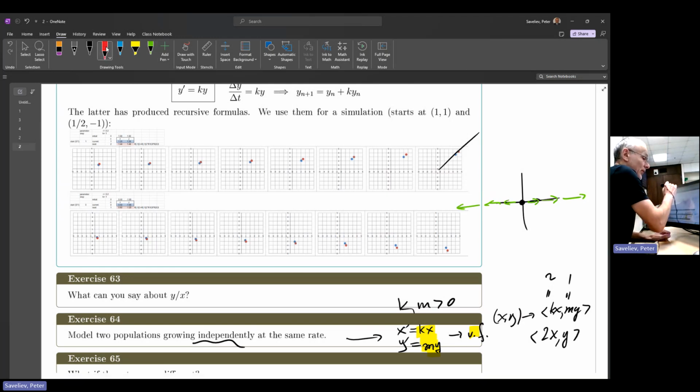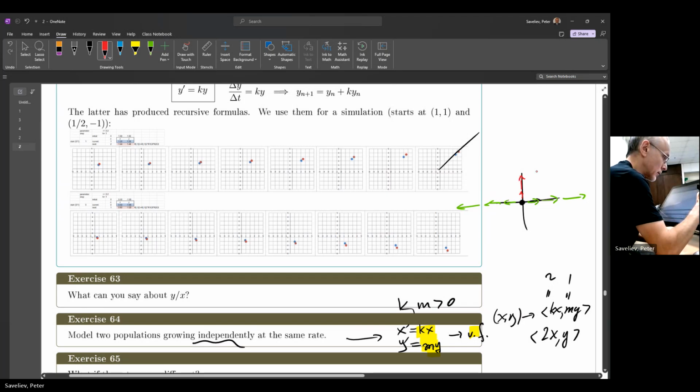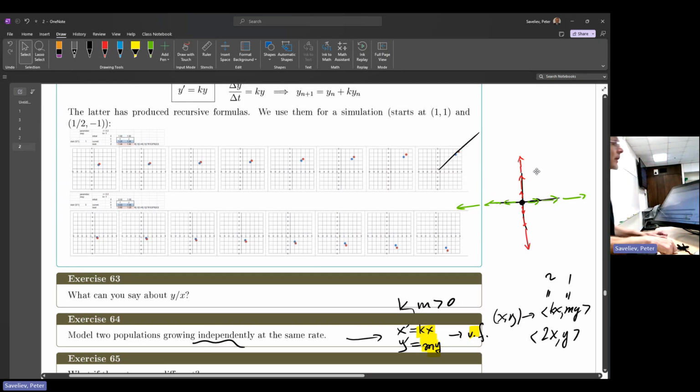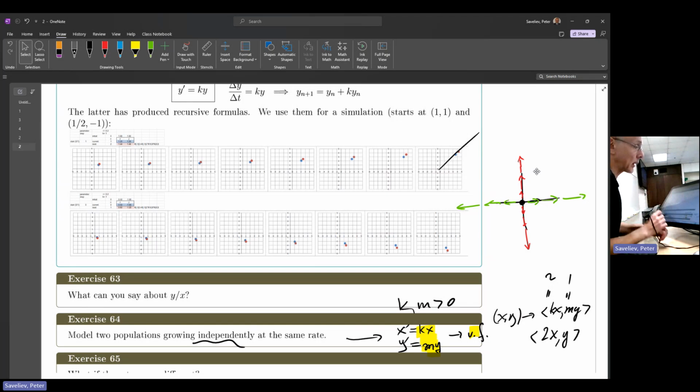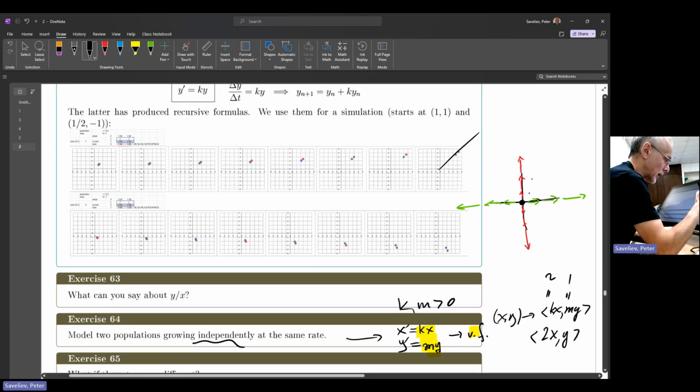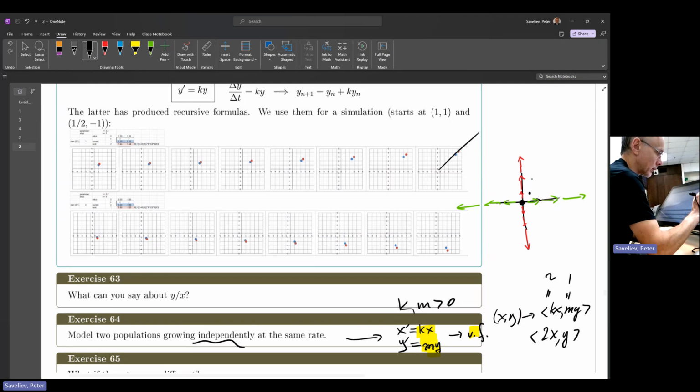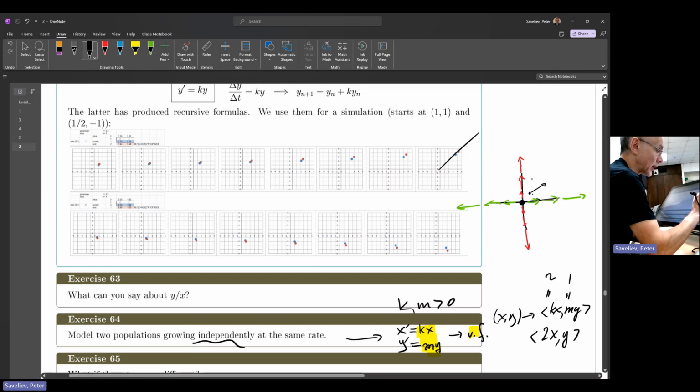The second population does the same, only slower, like this. Maybe not as fast, but it also accelerates away. But because they're not aligned with each other with the same coefficient, the growth will be, well, maybe like this. If I take the point 1, 1, the growth will be 2, 1, like this.